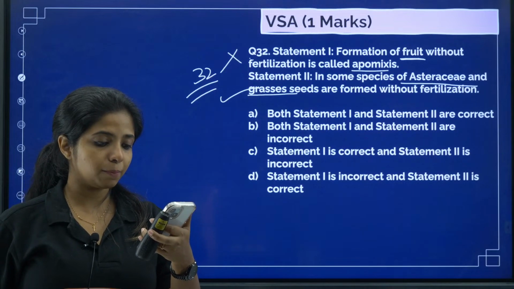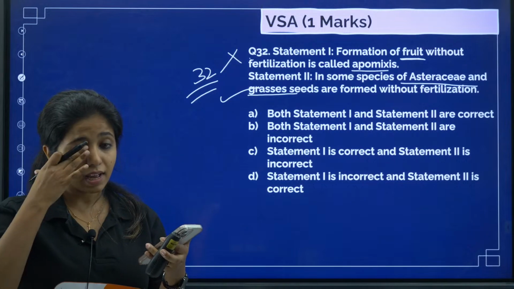Ma'am, these questions are from the exemplar. It's not from the exemplar, it's from the one that is given by the government.